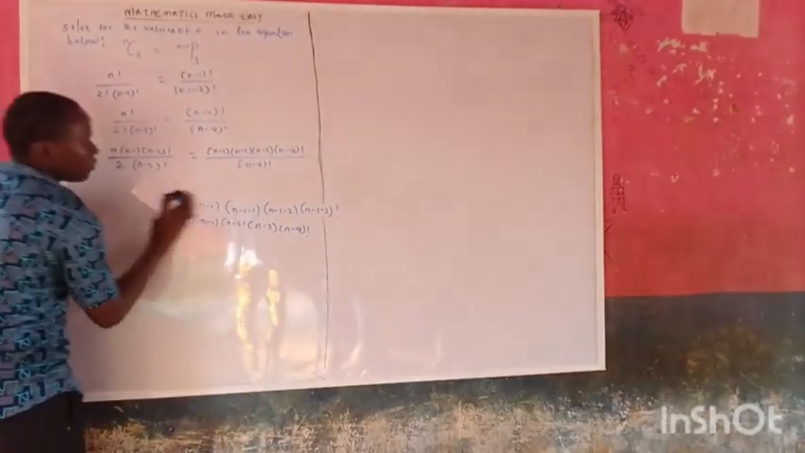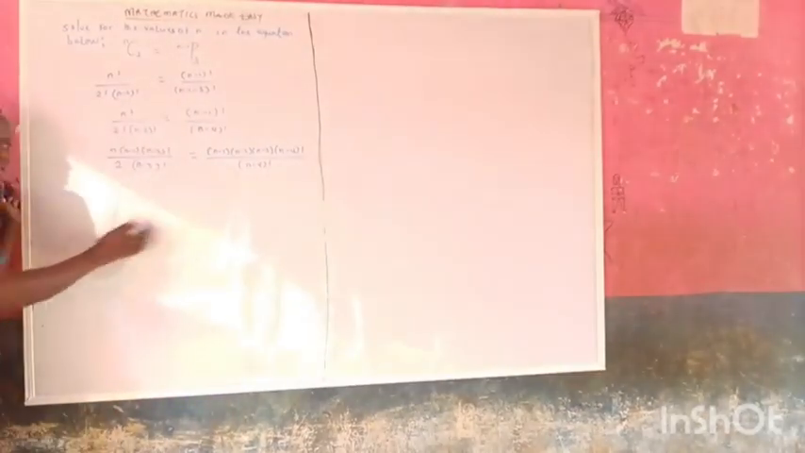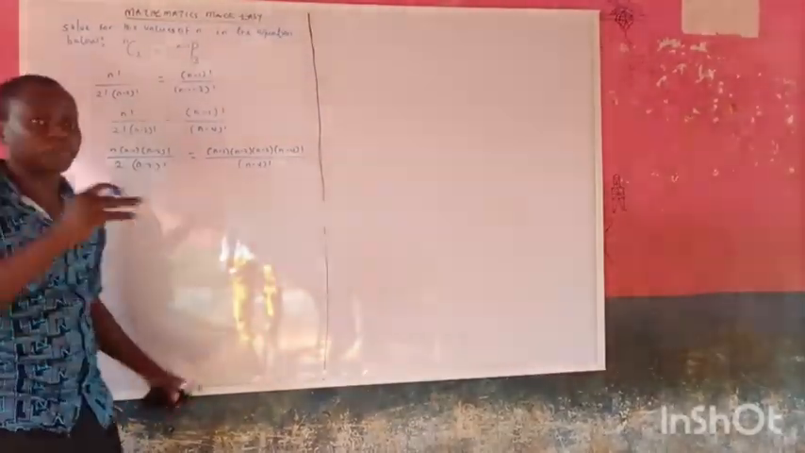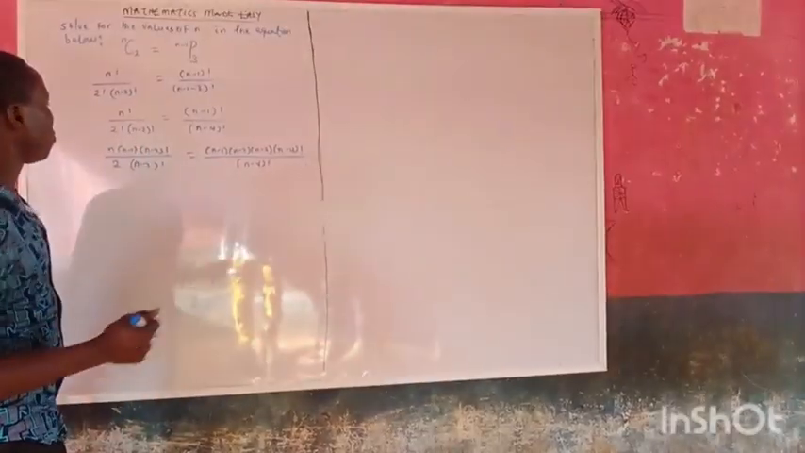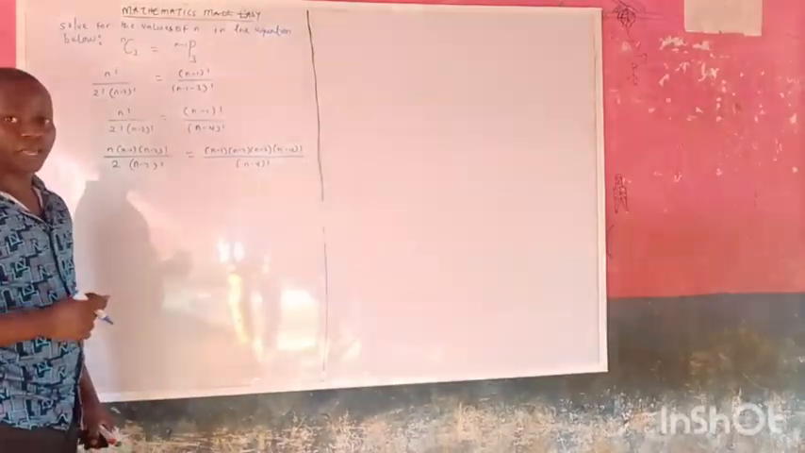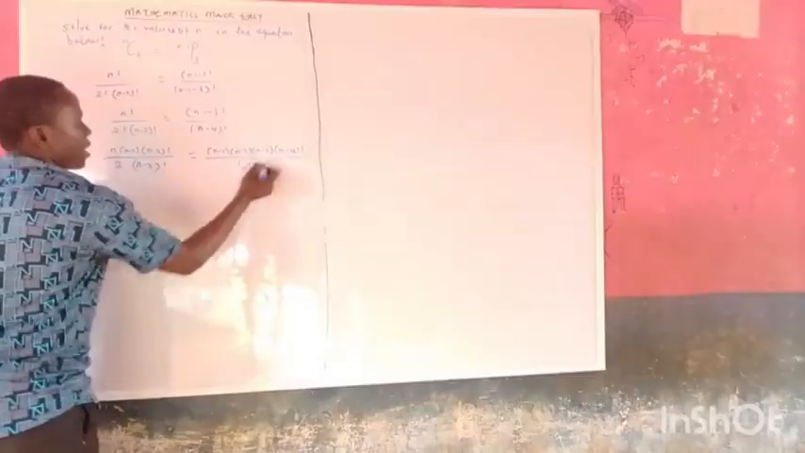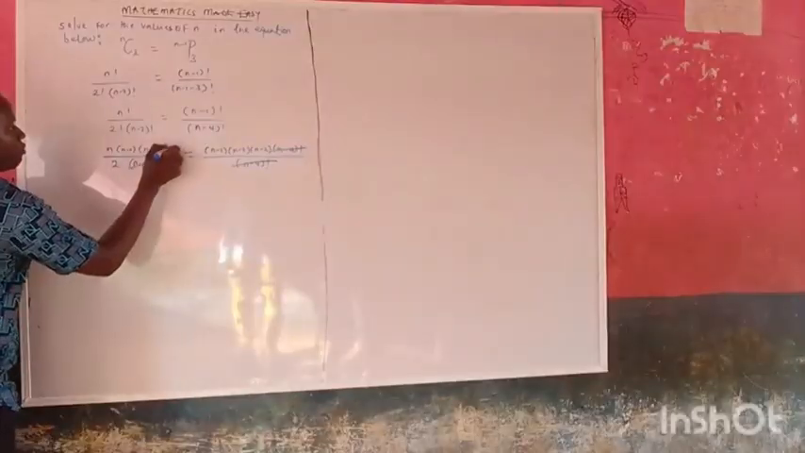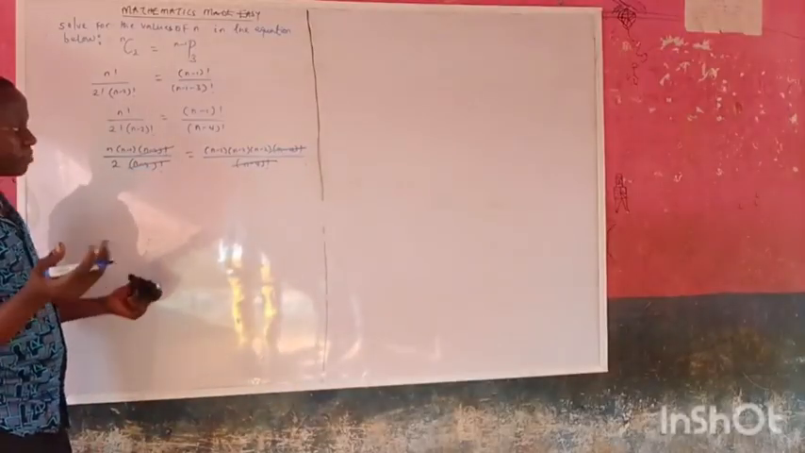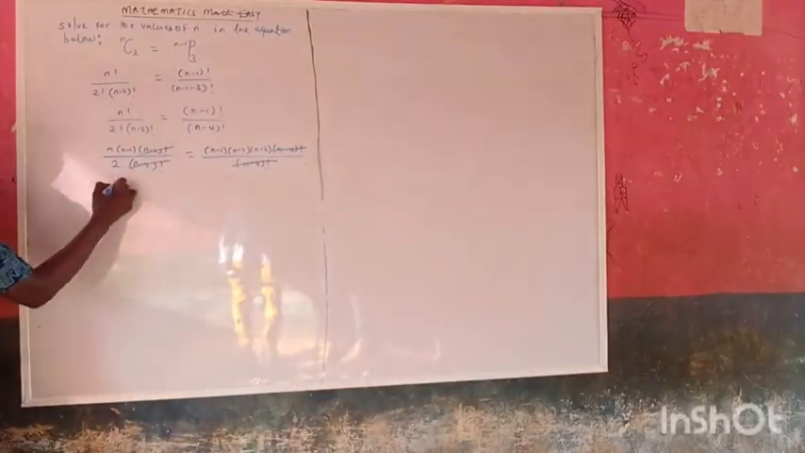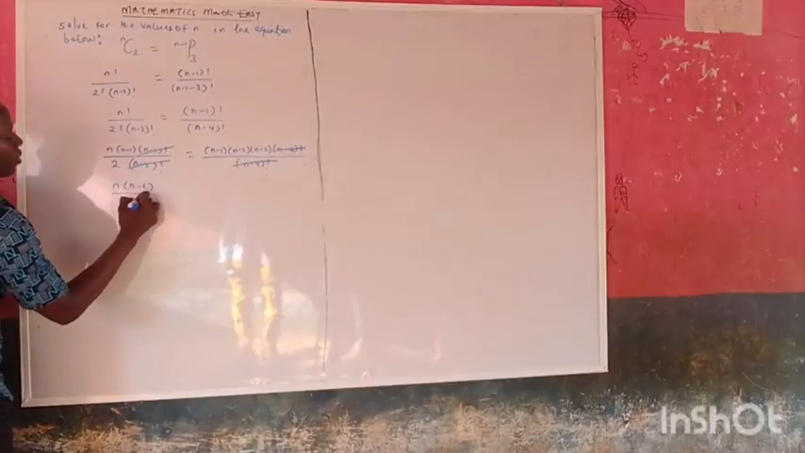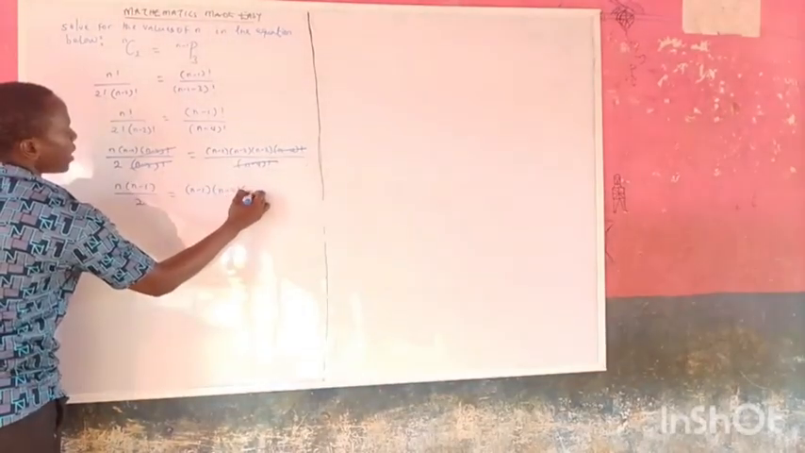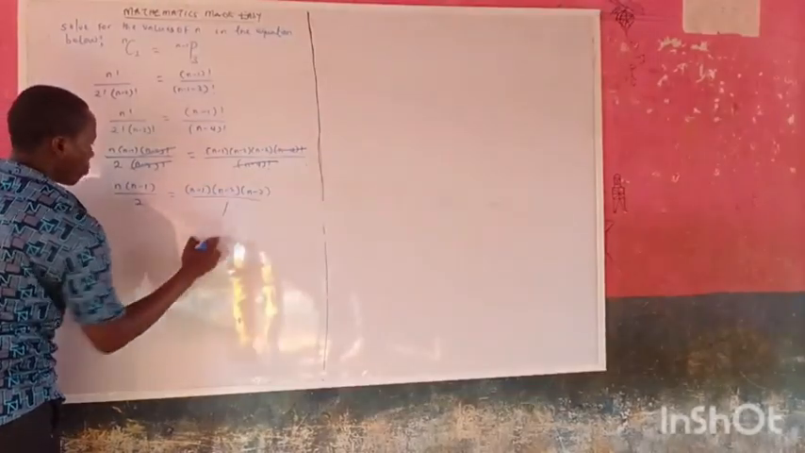This is very cool. I hope you guys are getting it. It's not something that is hard. It's very easy. You just have to make use of some manipulations to make the work easier for you. Now let's cancel. N minus 4 factorial we cancel out, n minus 2 factorial we cancel out. We are left with n into n minus 1 over 2 equals n minus 1, n minus 2, n minus 3, then this is over 1.